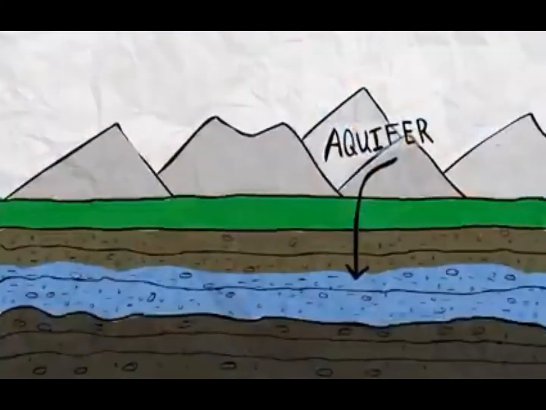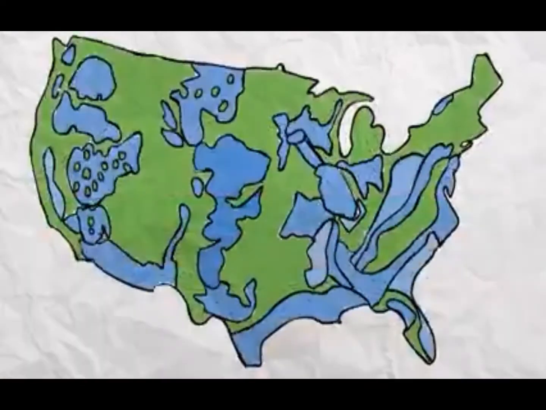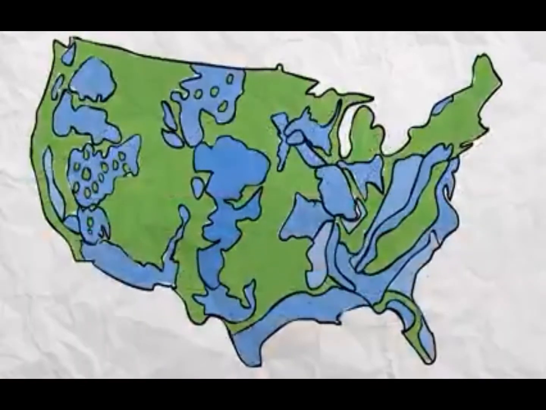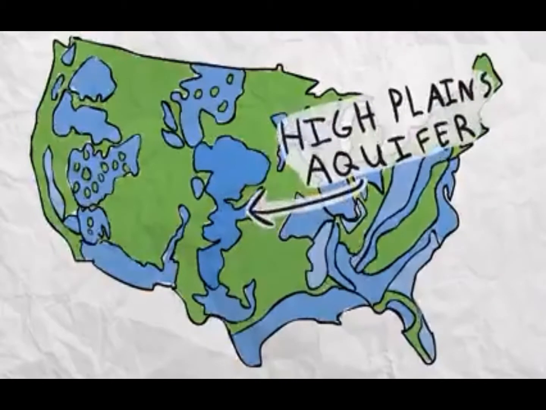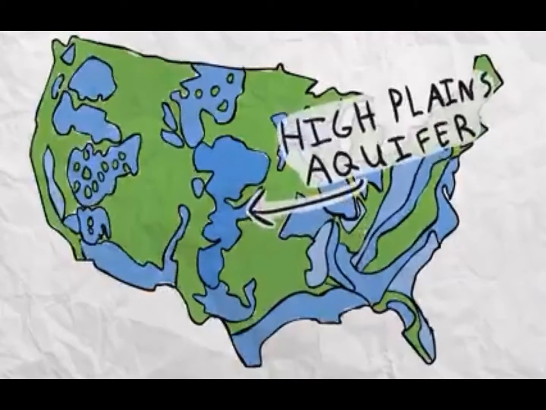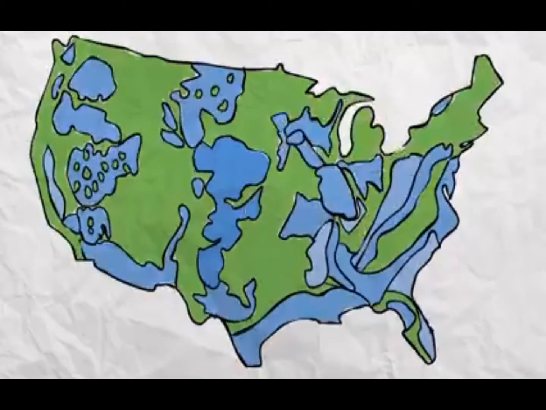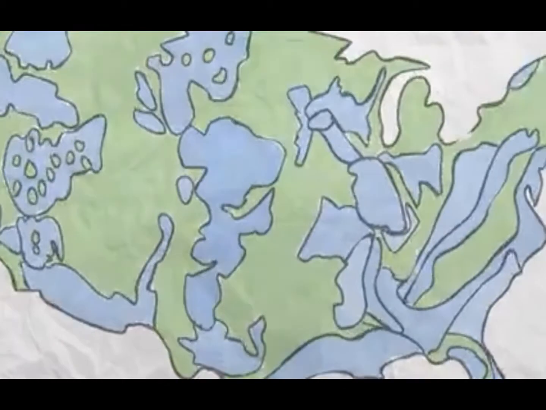A full body of groundwater is called an aquifer. There are huge aquifers all across America. The biggest is the High Plains Aquifer, which covers 174,000 square miles right in the middle of the country. Anything that big deserves a closer look.